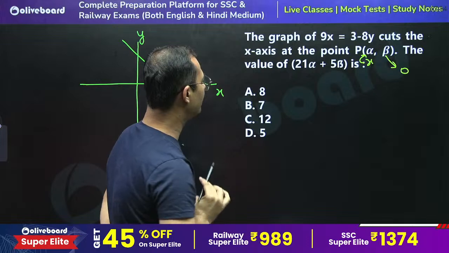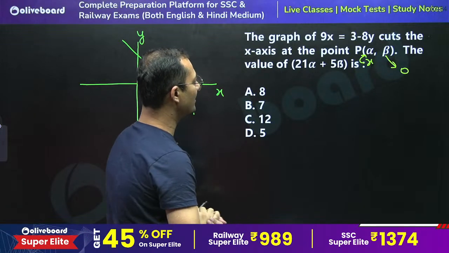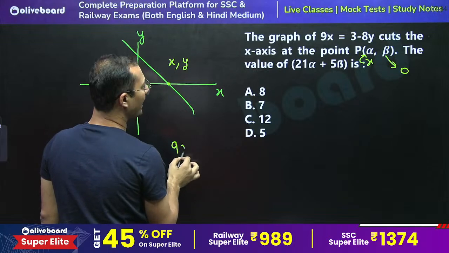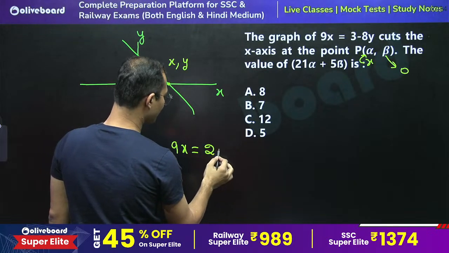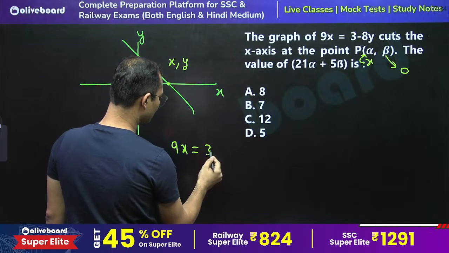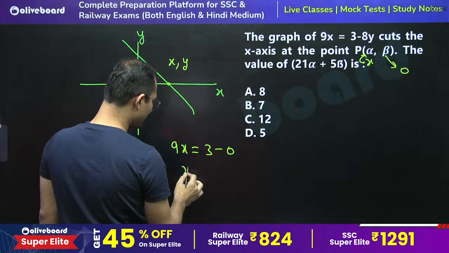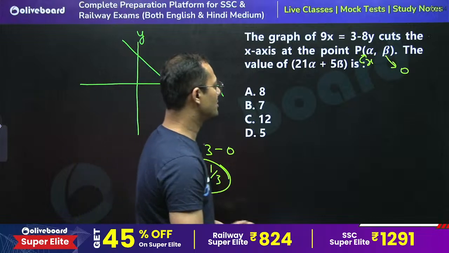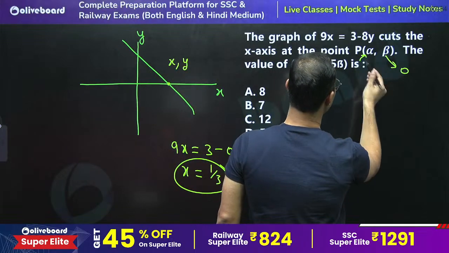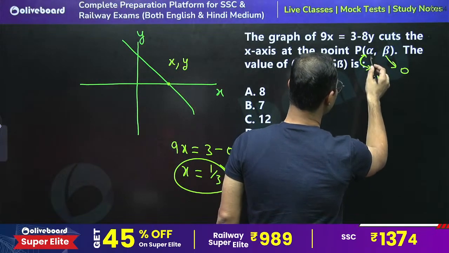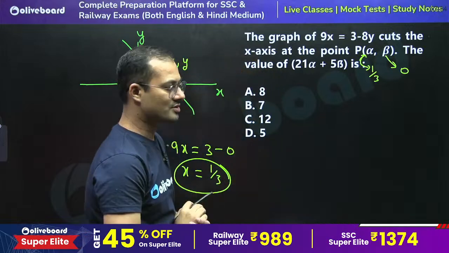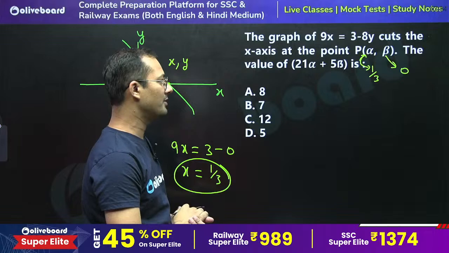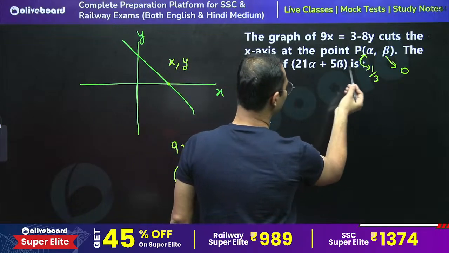So if y is equal to 0, then 9x is equal to 3 minus 8 times 0. So x is equal to what? X is equal to 1 by 3. So alpha is equal to 1 by 3. Alpha and beta are the coordinates. If y is equal to 0, x is equal to 1 by 3, right? So alpha is equal to 1 by 3.